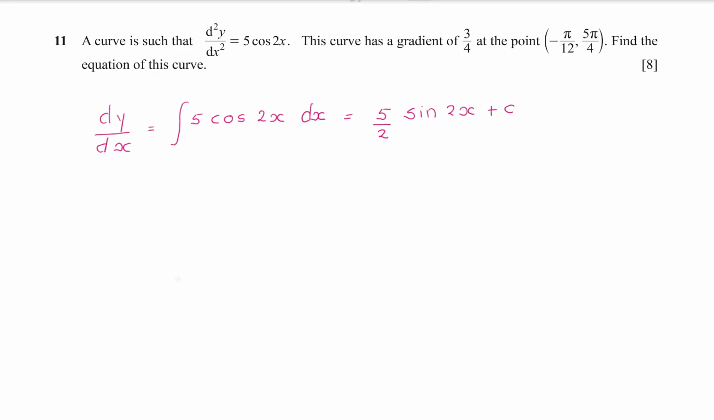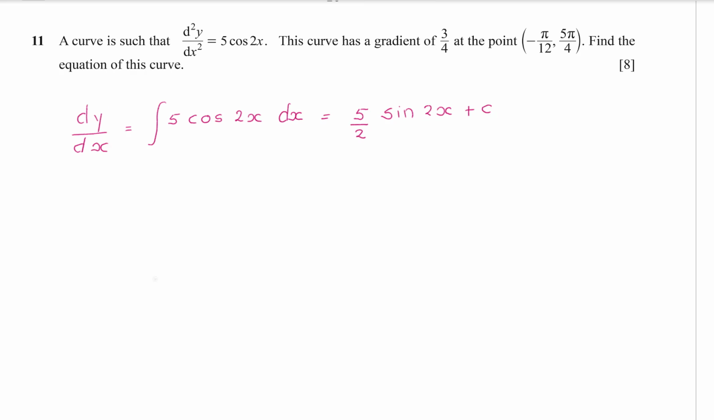Now, the next thing that we need to figure out is, Amrita, what is the value of the constant? Look at the question. Gradient is given. Gradient is the same as the first derivative, correct? Now you need to apply that onto that particular point of x. What is that x value? Minus pi by 12, correct? And that should give you 3 by 4. Is that clear, Amrita?